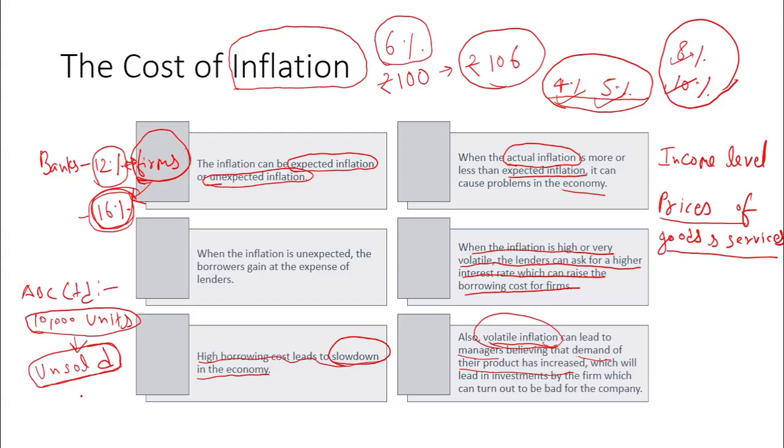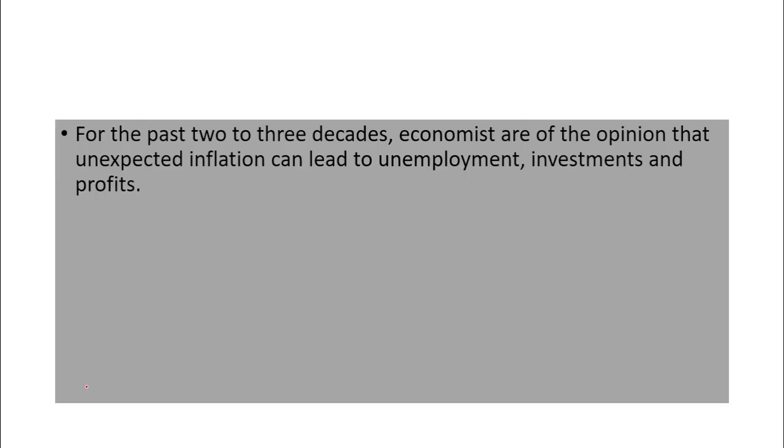So to sum up, when we talk about inflation, it should not be very high and it should not be very volatile. Because if the inflation rate is very high, then to control that inflation, the interest rates are also hiked. And when the interest rate is hiked, the companies do not take loans from banks, and that leads to a slowdown in the economy. In the past 2 to 3 decades, a lot of economists believe that unexpected inflation, inflation which is more than the expected inflation, can lead to a lot of unemployment and a fall in investment and profits.